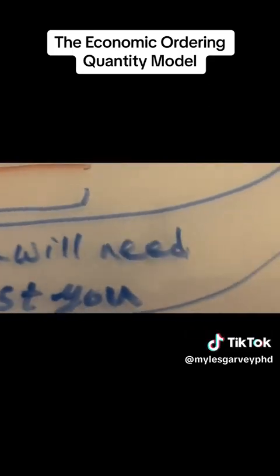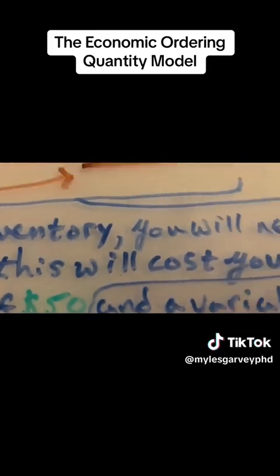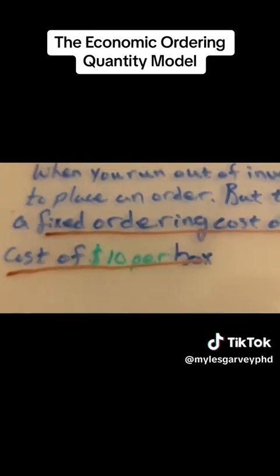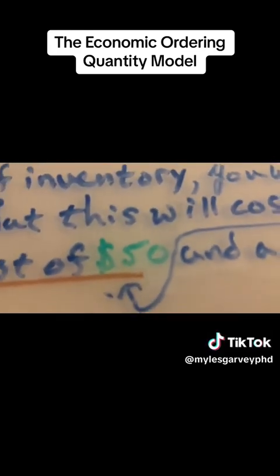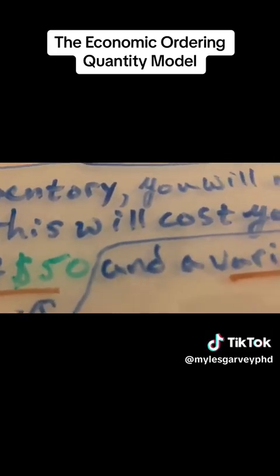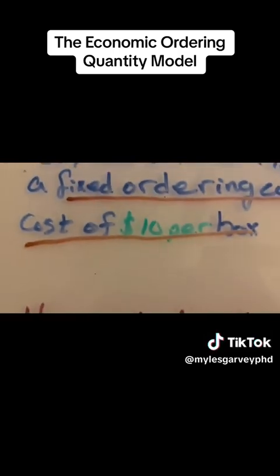When you run out of inventory, you will need to place an order. However, this is going to cost you a fixed ordering cost of, guess how much? $10, but more specifically for our example, 50. We'll get to the K in a moment. In addition to this cost, when you place an order, you're going to have to pay for the boxes that you're buying. Let's just assume that the cost per box is going to be $10.